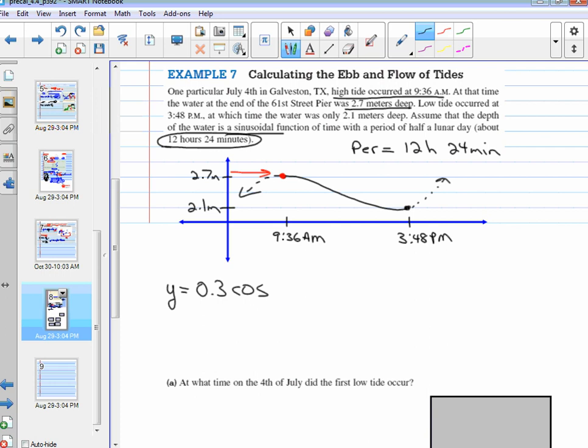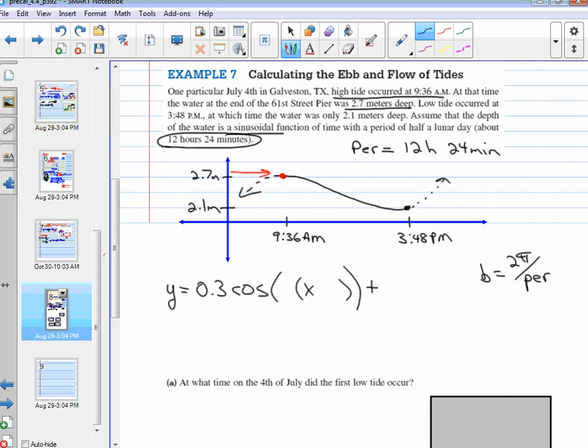Cosine. Now I need to get my B value. Well, remember the B back there was 2 pi divided by period. Sorry, did it upside down. 2 pi divided by the period. Now, before we start working with our times, I need to convert these. These are in hours and minutes. I need these in decimal values.